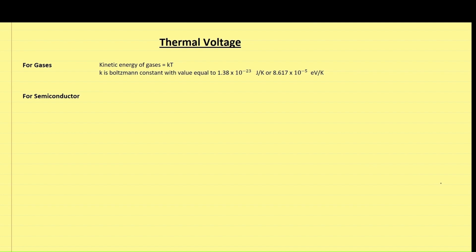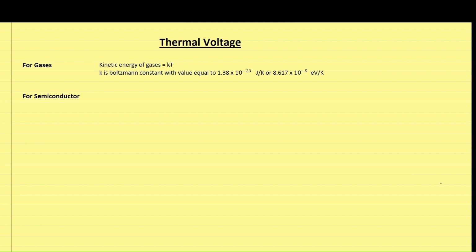Thermal voltage. Thermodynamics is a very important subject in civil and mechanical engineering. However, the topic which we are going to discuss here is very basic, which you might have already studied in earlier classes. We know kinetic energy of gases is equal to kT, where T is temperature in Kelvin and k is Boltzmann constant, whose value is equal to 1.38 x 10^-23 joule per Kelvin, or 8.617 x 10^-5 electron volt per Kelvin.